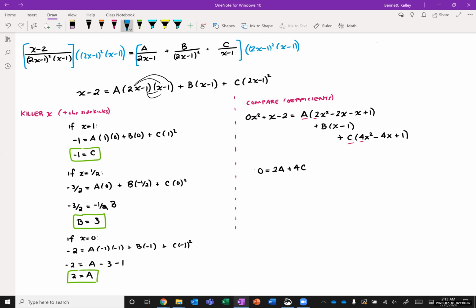So my next guy, I get my linear term, so that's negative 2A, B, and minus 4C. Okay, so that's 1 equals negative 2A plus B minus 4C.